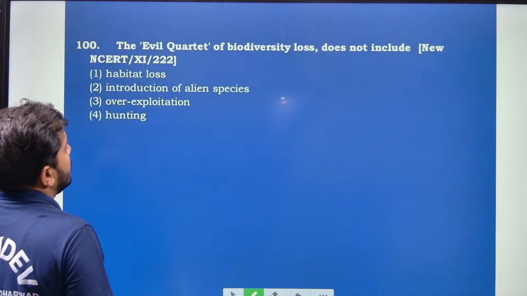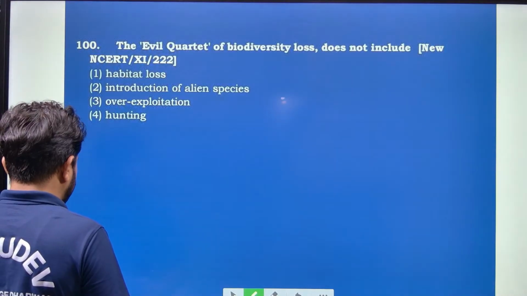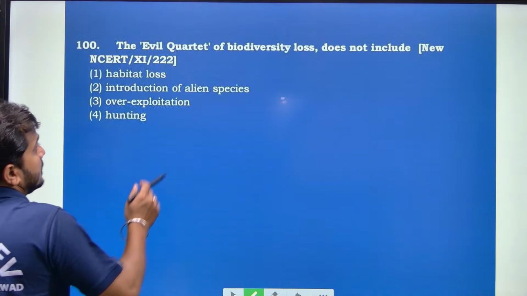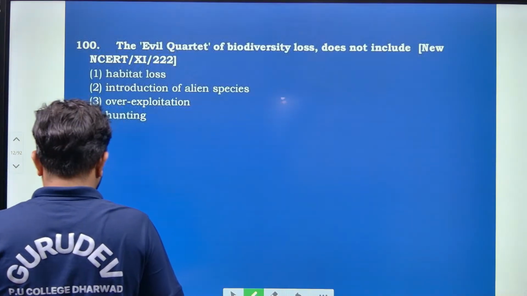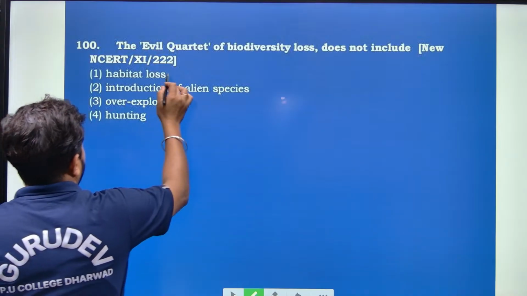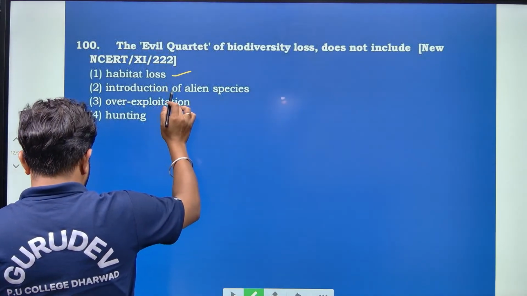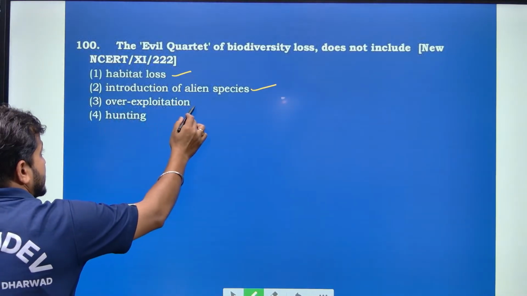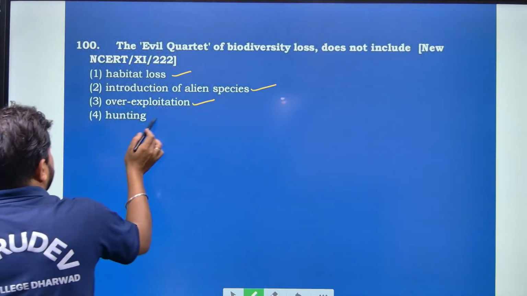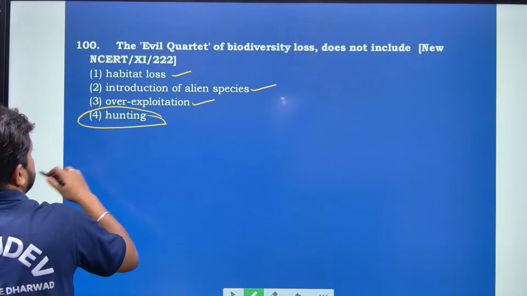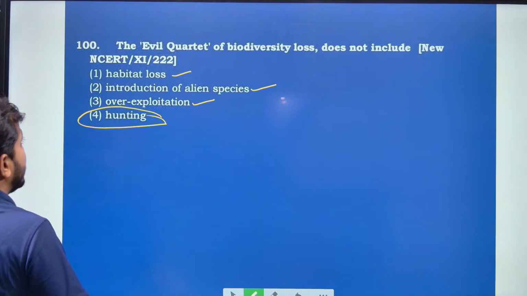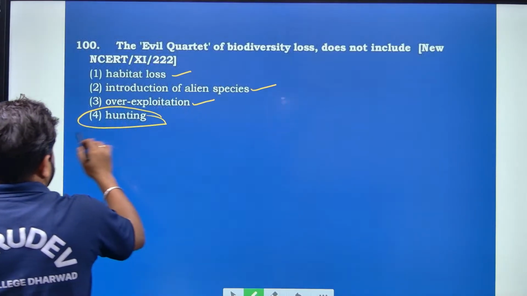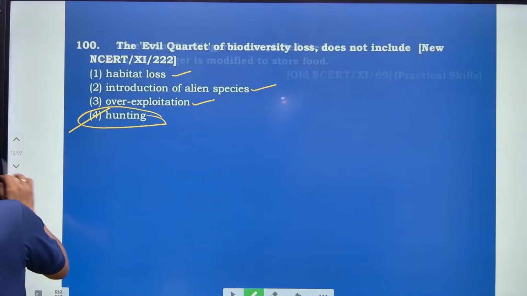Then the evil quartet of biodiversity loss, right? The question asks what the evil quartet does not include. It includes habitat loss, yes. Then it includes introduction of alien species, yes. Overexploitation is also included, but it won't include hunting, right? So hunting is not included in the evil quartet of biodiversity loss. That is, option 4 is correct here, right?